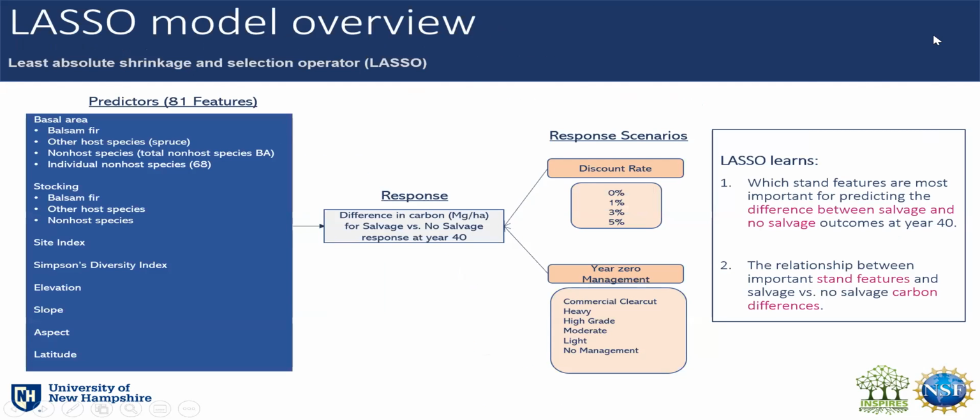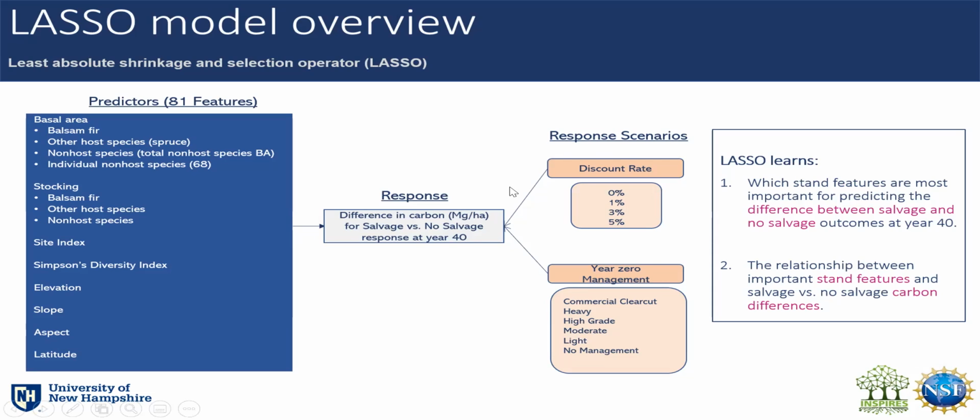We created a lasso regression model with a number of stand conditions as predictors for the response of the carbon output from salvage and no salvage scenarios. We had a large number of input features, 81 features based on spruce budworm host species, so balsam fir and spruce species, and their basal area, size, and stocking, and then a number of more general site characteristics like elevation and slope. The lasso model is a shrinkage model, so it will choose only the most important features out of those 81 predictors used to identify our differences in carbon as the response variable at year 40.